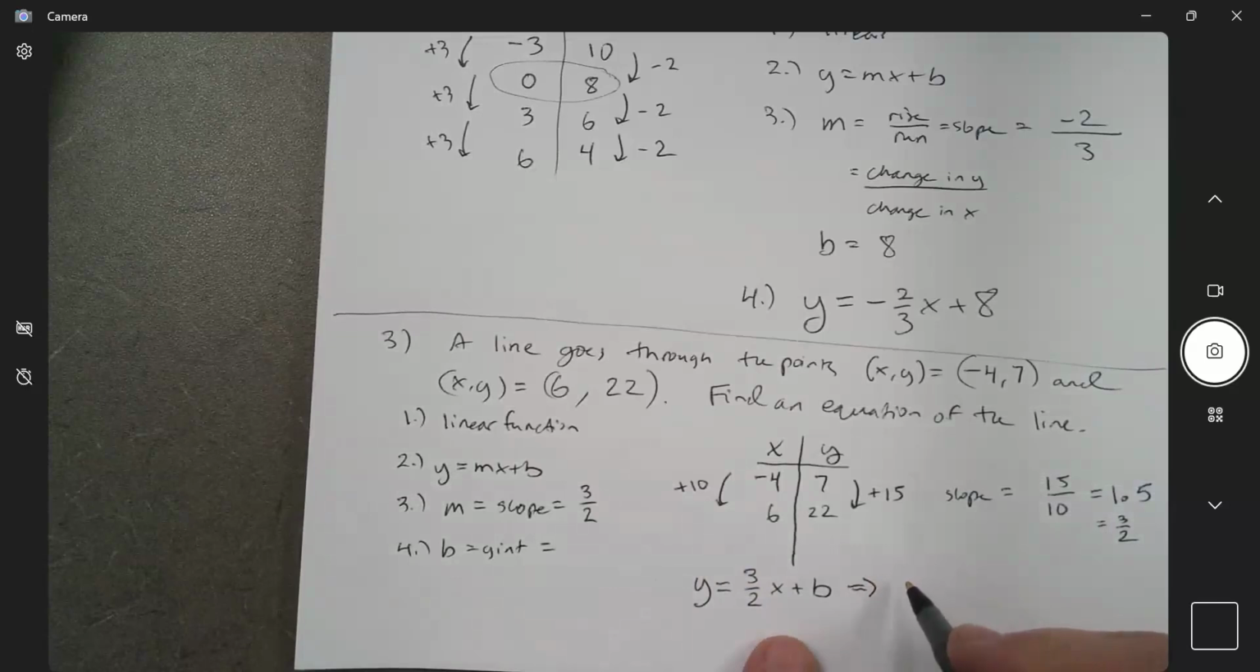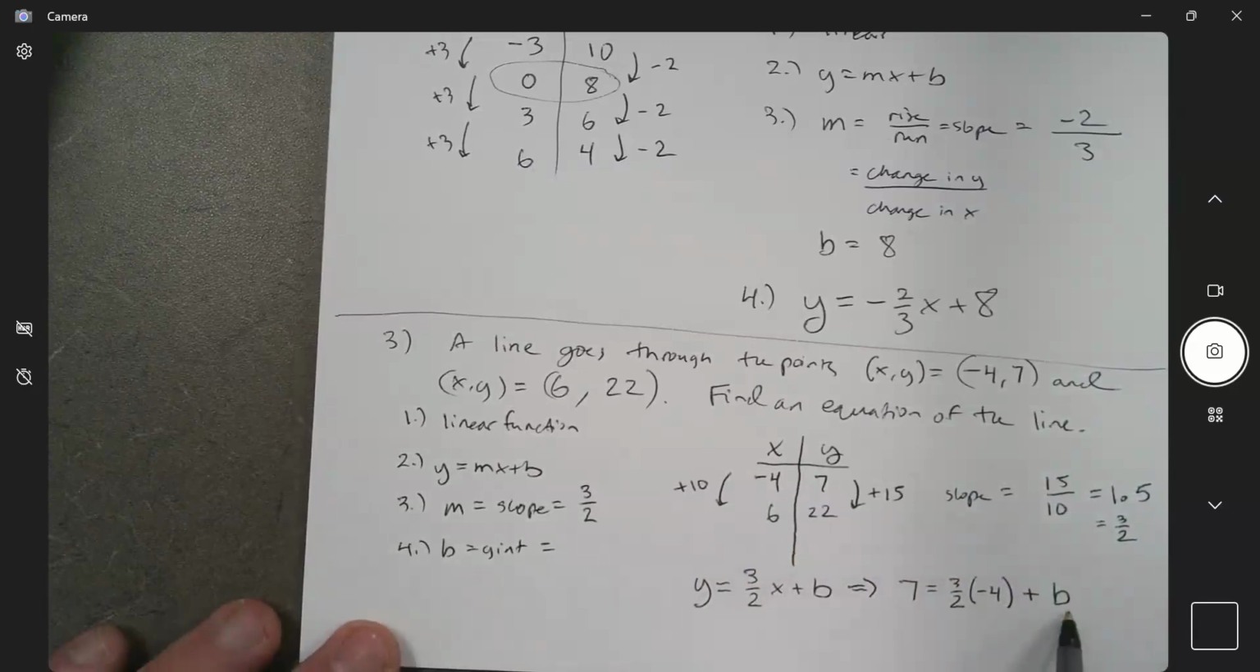We know that when y is 7, x is -4. And we still need that plus b there. And this relationship has to be true in order to be on the line. And now we have one unknown. We're looking for b, and so we can solve for b.